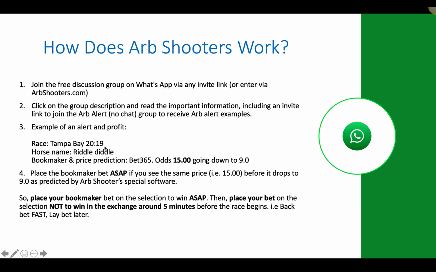So around 8:15, a few minutes, 3, 4, 5 minutes before the race starts, that's when we would want to place our lay bet in the exchange on the horse not to win. It's really that simple. And we use the odds calculator used on Profit Squirrel's website. It's free and that will show us how much profit we will make.